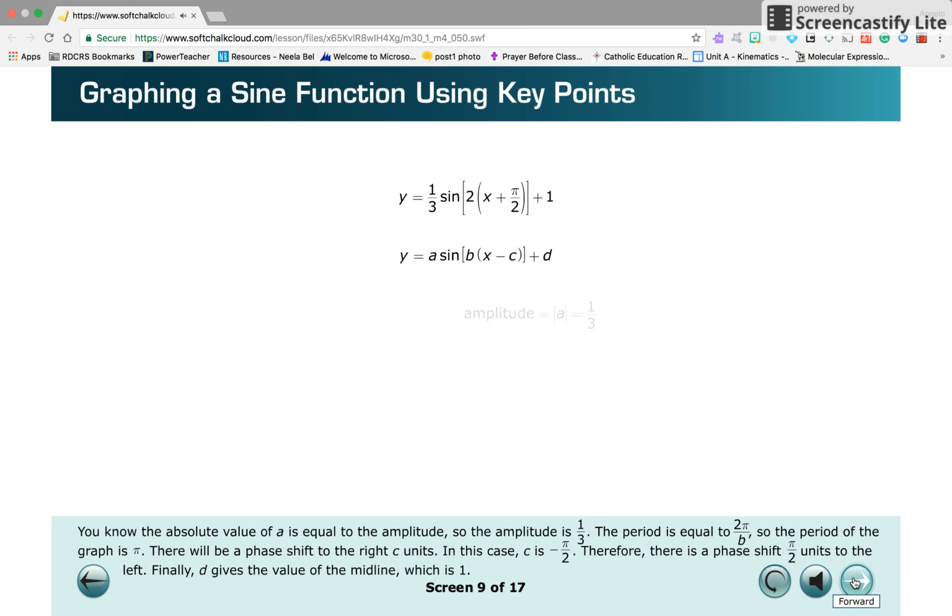You know the absolute value of a is equal to the amplitude, so the amplitude is 1/3. The period is equal to 2 pi divided by b, so the period of the graph is pi. There will be a phase shift to the right c units. In this case, c is negative pi divided by 2. Therefore, there is a phase shift of pi over 2 units to the left. Finally, d gives the value of the midline, which is 1.